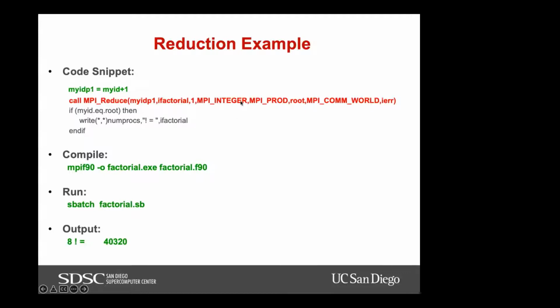The size is 1, and it's of type MPI integer. And MPI_PROD is the operation I want to do, which is basically a product operation. So what it will do is multiply the numbers from all of them. And in this case, since I just added 1 to the MPI ID, this is going to come back with a factorial, which is what this is doing. This is an example of a reduction operation that is doing some compute at the same time.